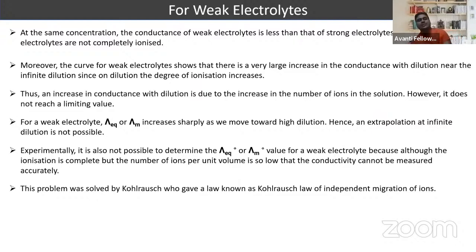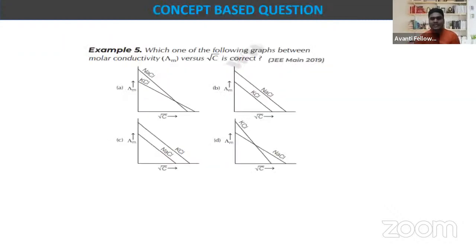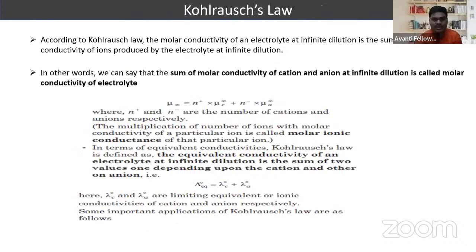Similarly for a weak electrolyte, at the same concentration, the conductance of the weak electrolyte is less than that of the strong electrolyte because the weak electrolyte is not completely ionized. Moreover, the curve for the weak electrolyte shows that there is a very large increase in the conductance with dilution near infinite dilution, right? And this is represented by Kohlrausch's law.